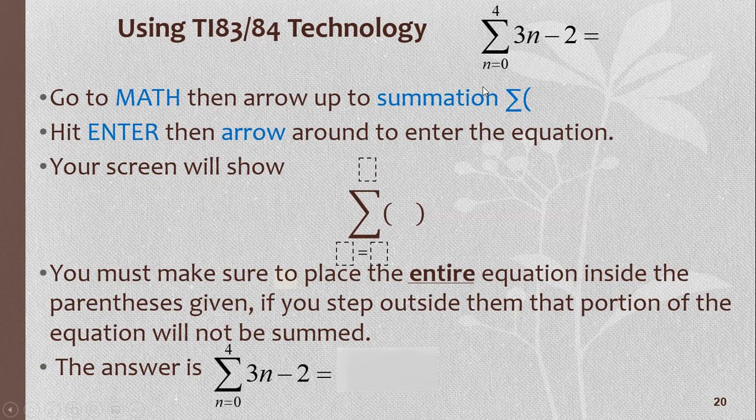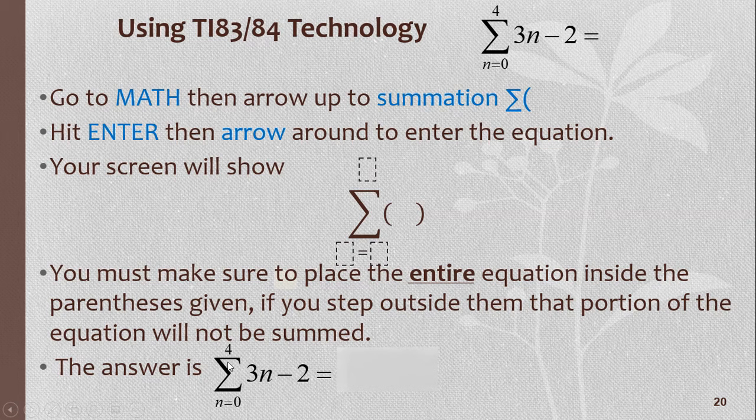Now, we can do a lot of this on our calculator. If I want to do this on my calculator, I'm going to go to the math functions and pick the sum function. And my screen is going to show something like this, where it's got the sum and an index, a lower bound and an upper bound that it wants you to fill in, and then it's got parentheses. It's very important to make sure that you put everything inside the set of parentheses that it gives you. Because if it's outside of that set of parentheses, it's only going to sum what's inside. That's a very, very common mistake that students make. So just put everything inside that set of parentheses that it gives you.